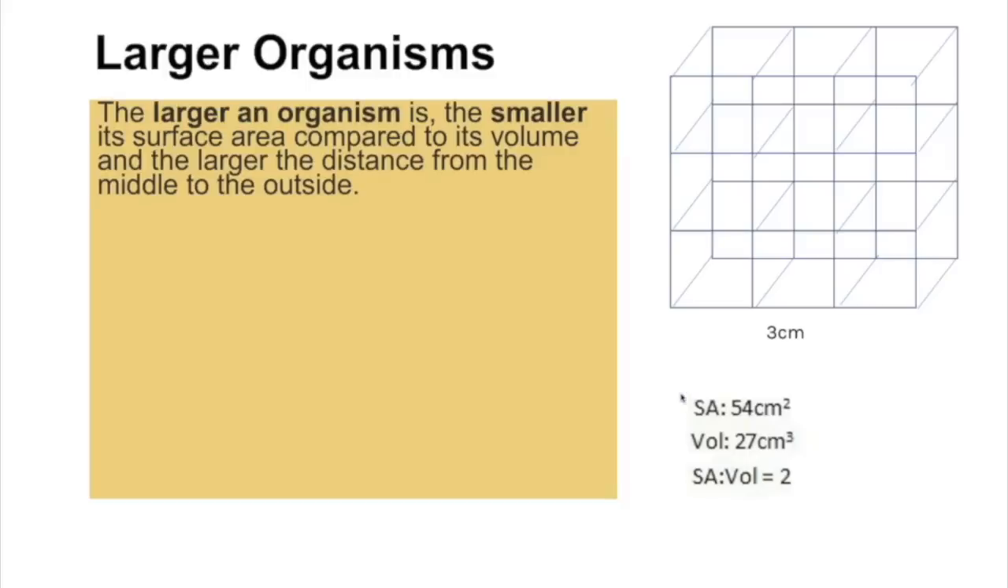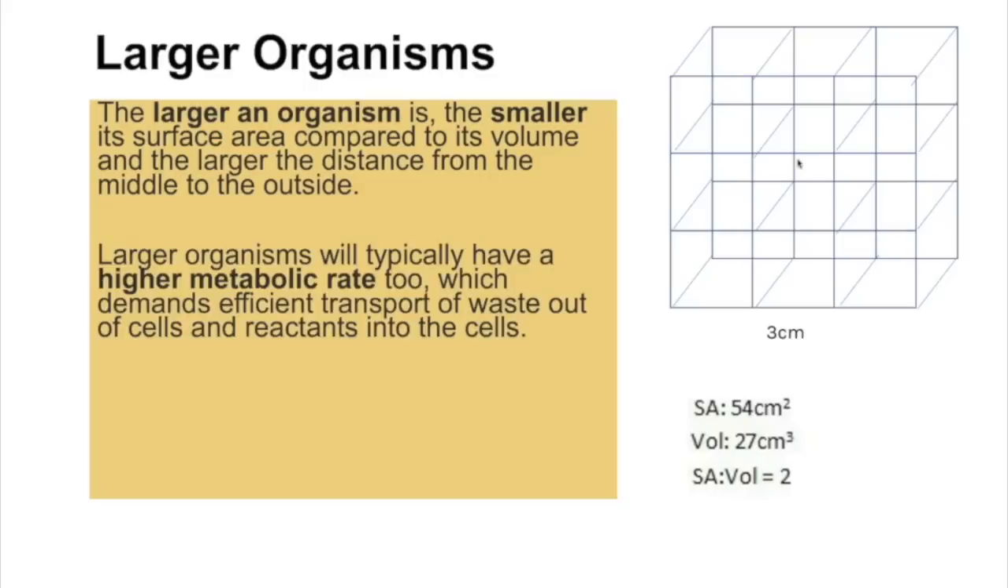However, larger organisms, because the surface area is so much smaller compared to the volume, that means that if we were just to get gases into the organism through simple diffusion, the cells right in the centre of the organism are so far away that the gases wouldn't be able to reach there in sufficient time for their metabolic needs. Now, on top of that, larger organisms typically have higher metabolic needs as well. And what that means is the chemical reactions within a cell are happening faster.